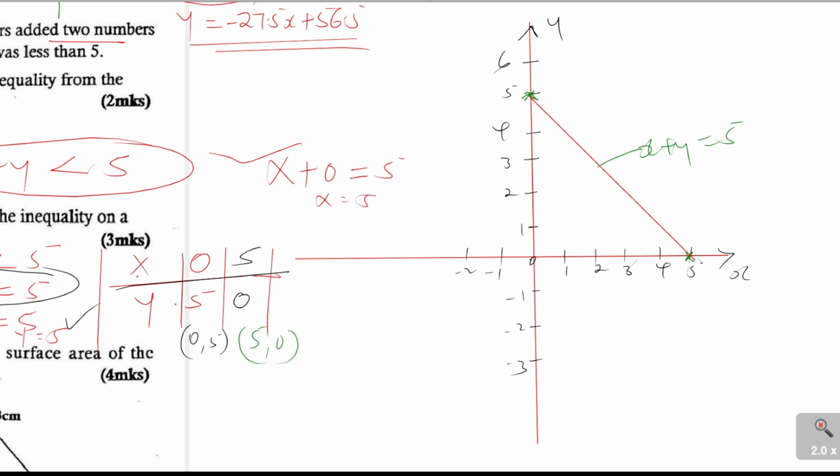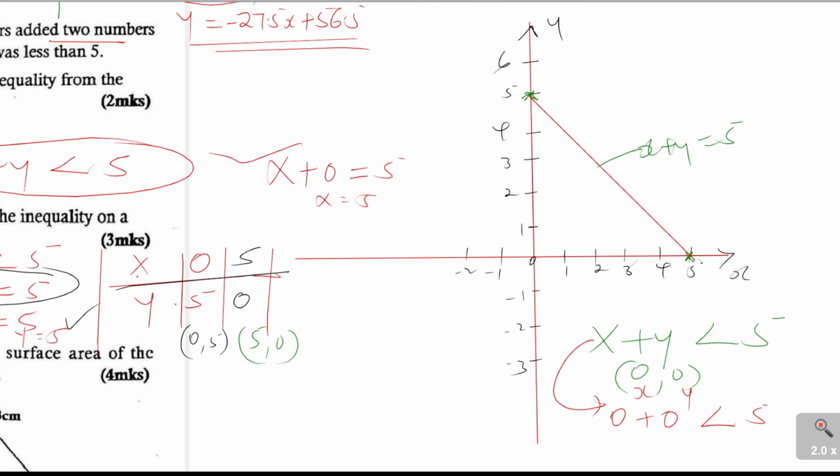Now you're supposed to shade the unwanted side. Is it the upper side of that graph or the lower side? That is what you're supposed to know. So you're going to test a point. The inequality is x plus y is less than 5. Just pick a point on either side to test. For example, I'll take a point on this side, that is 0, 0, which means x is 0 and y is 0. Just substitute it here.